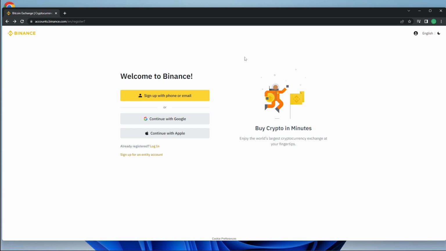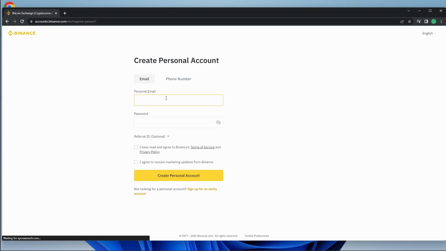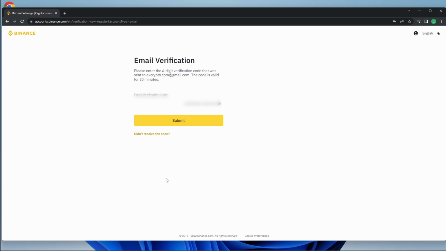Today we're going to show you how to set up your Binance account and trade on Binance platforms. First, you're going to press sign up with phone or email. Enter your personal email and your password and agree to the terms and conditions. Press create personal account and you'll be sent an email verification code.